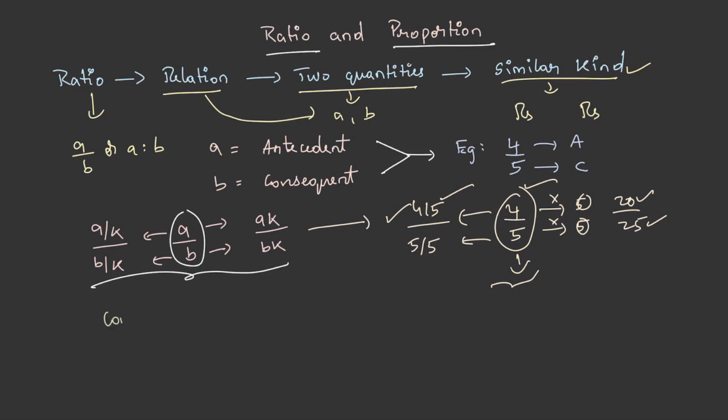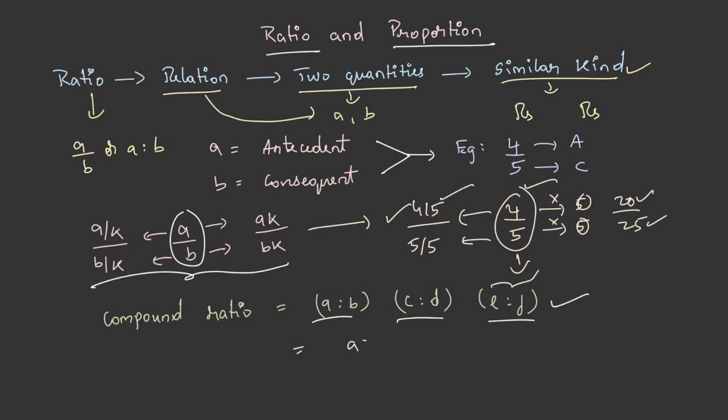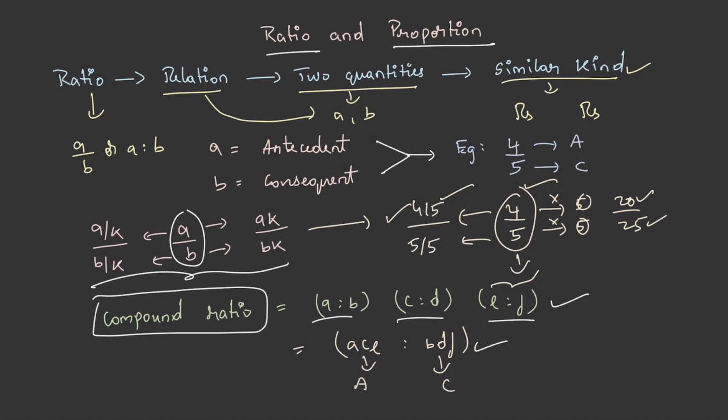Let's understand the concept of compound ratio. Suppose there are 3 ratios given, A:B, C:D and E:F respectively. In order to find the compound ratio of these 3 ratios, we need to find the product of antecedents to that of consequents. Here A into C into E is the product of antecedents and B, D, F is the product of consequents. So by using this formula, we can find out the compound ratio.